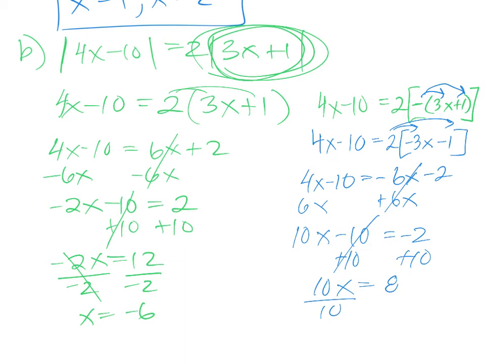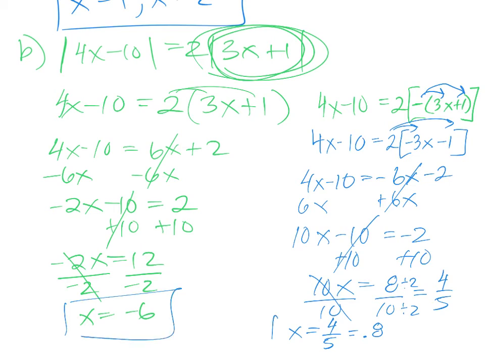All right, divide by 10. I got 8/10, which also reduces by 2. Divide both of these by 2. 4/5. So x is equal to 4/5, which is also equal to 0.8. So that's one answer, and this is another. You can put it in decimal form or fraction form.